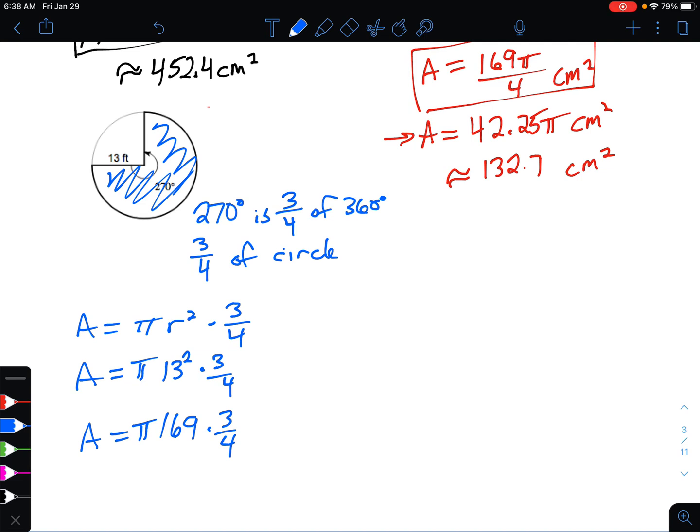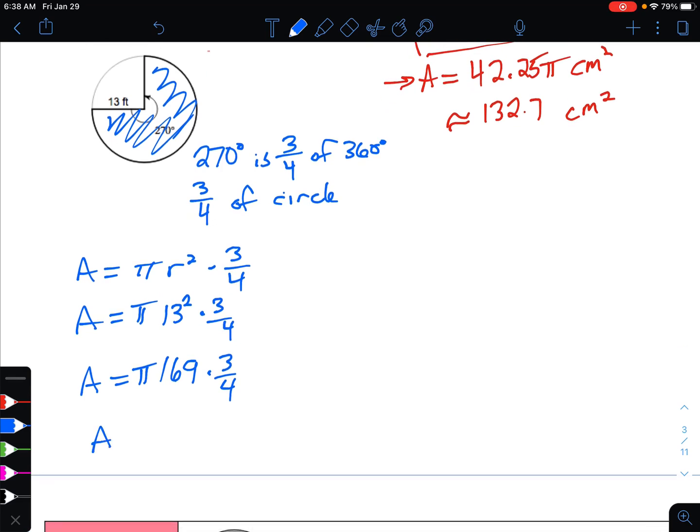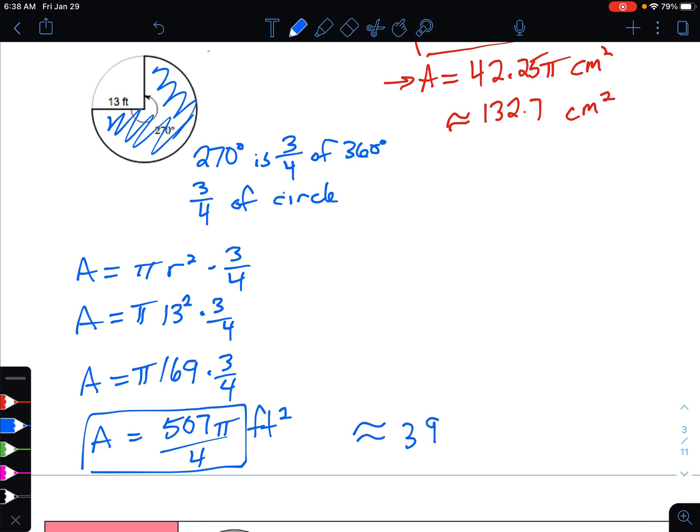Which, to simplify that just a little bit, let's go ahead and take 169 multiplied by 3, which is 507. So that would be 507 pi, and then the 4 will stay in our denominator, and that's going to be our final answer. Now the label in this case was feet, so we're going to have that as feet squared. And if you wanted to find the decimal approximation, it ends up being about 398.2 feet squared.